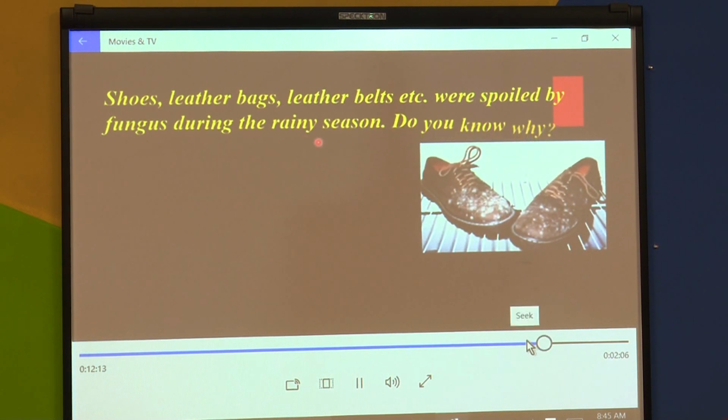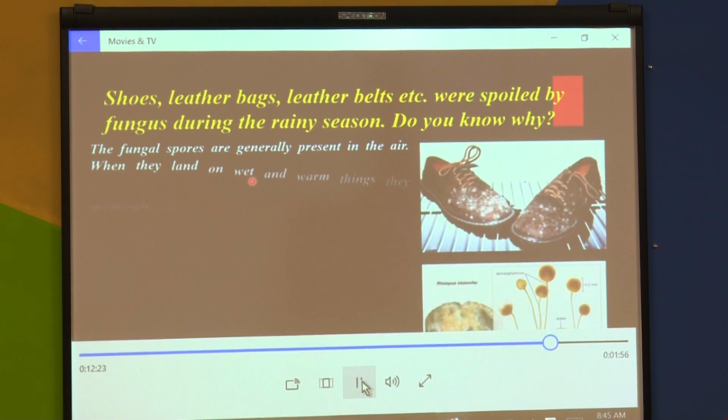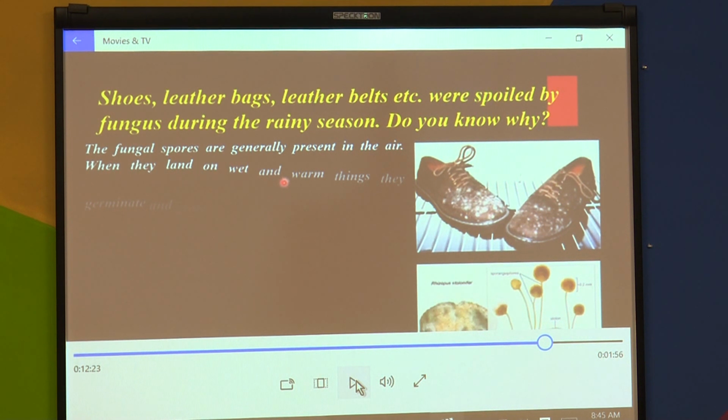Sometimes shoes, leather bags and leather belts are also spoiled by fungus during the rainy season. Have you seen that when we keep shoes in a moist area, or they get wet because of rain, and you keep them for a few days, you will see fungal growth on those shoes, and also on leather belts and leather bags. You can see this type of structure.